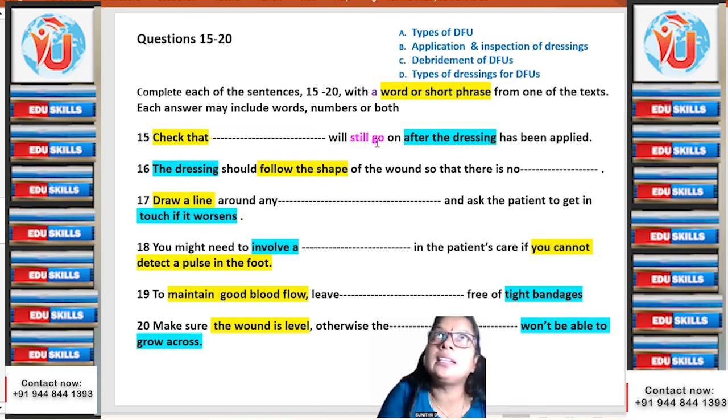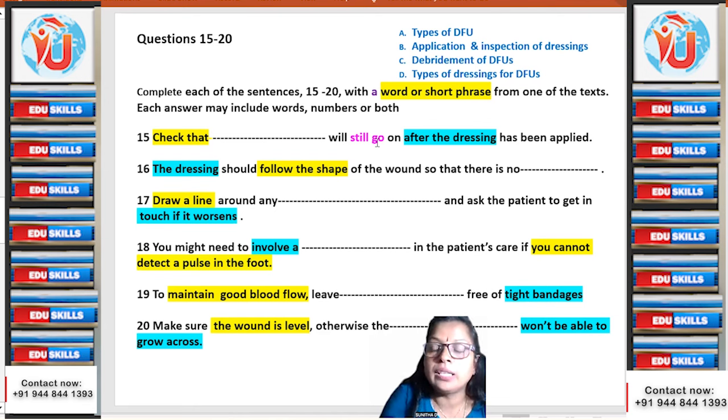So, where have we seen the name of a person or some professional? C, ma'am. Text C. Podiatrist. Question 19: To maintain good blood flow, leave a dash free of tight bandages.